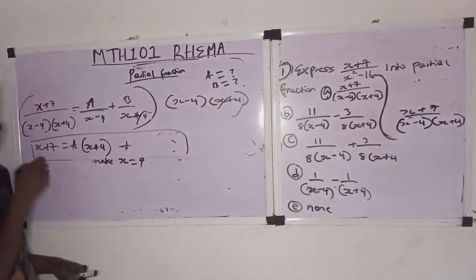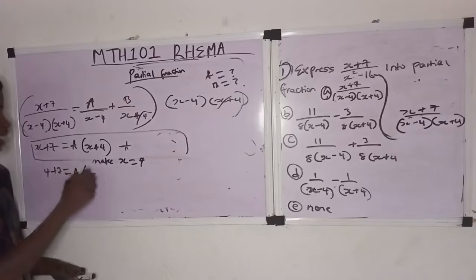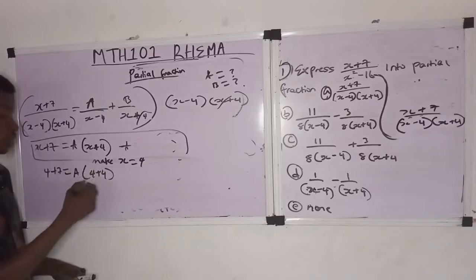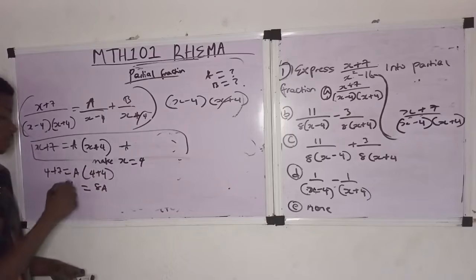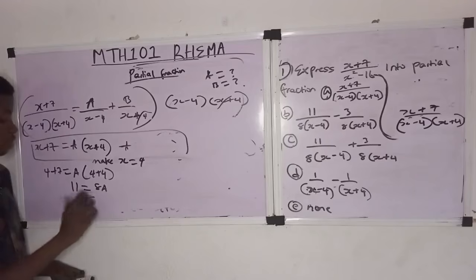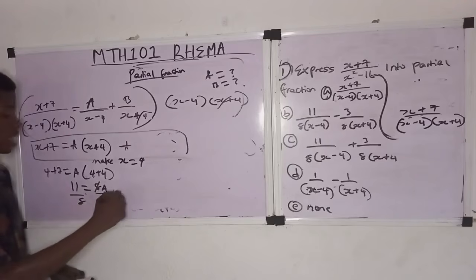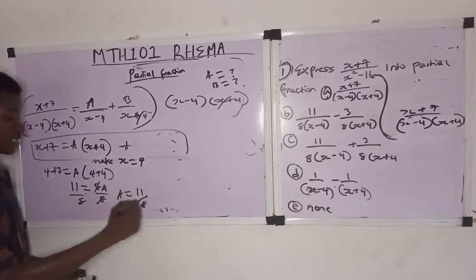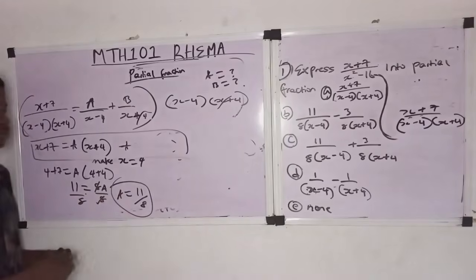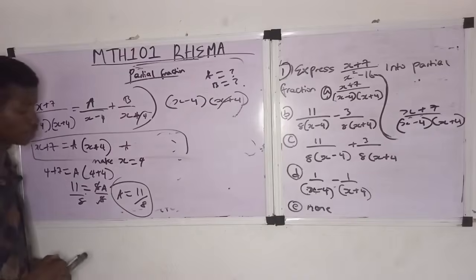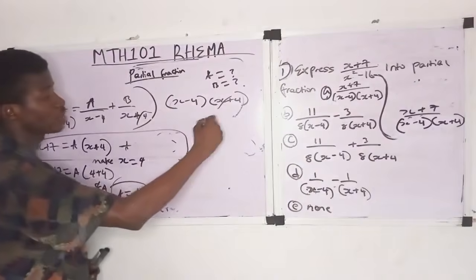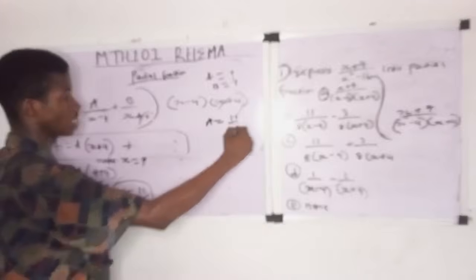So 4 plus 7 is equal to A times (4 plus 4), since s is 4. So this is 8, 8 times A gives us 8A, then equals 4 plus 7, which gives us 11. Therefore, A will be equal to what? Divide both sides by 8. Therefore, A is equal to 11 divided by 8. So this is A.